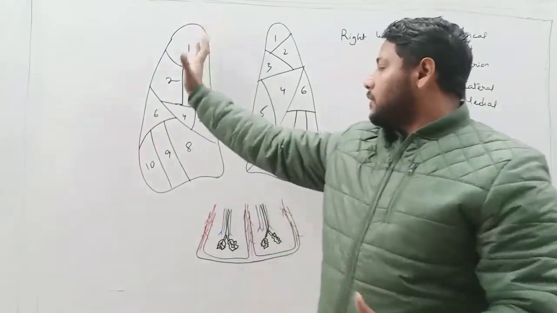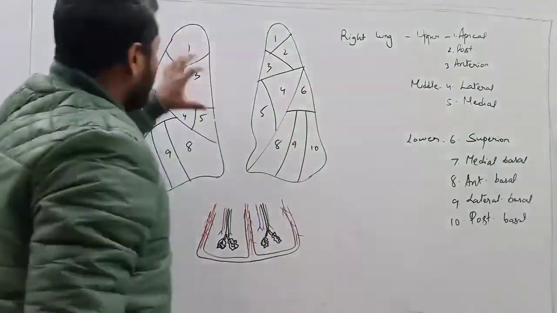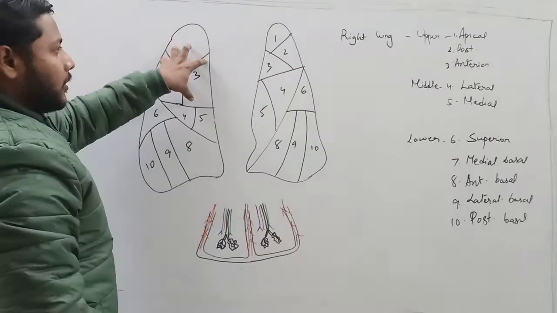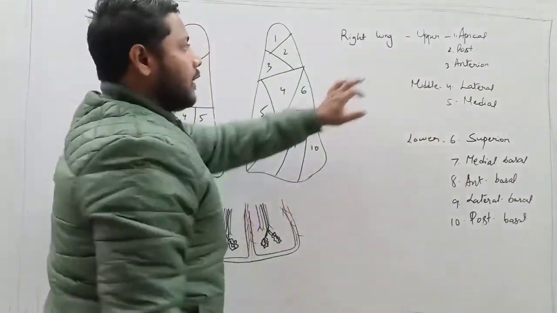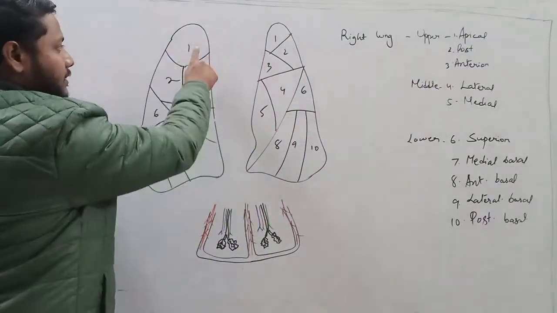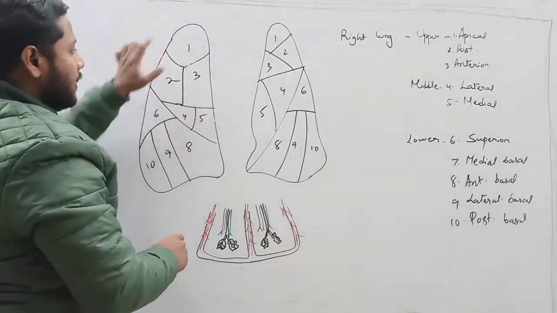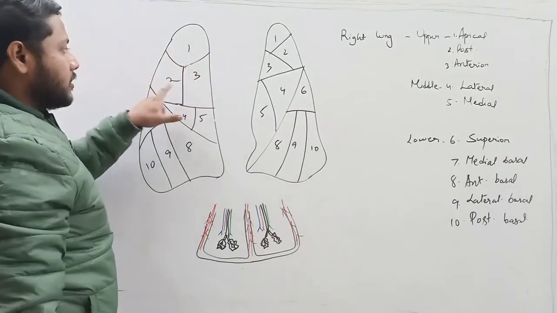Clear? Now if we look at this diagram, how is it divided? On the right side, we have the upper lobe, the middle lobe, and the lower lobe. I have written them over here. In the upper lobe, we have three segments, 1, 2, and 3: the apical, the posterior, and then the anterior.